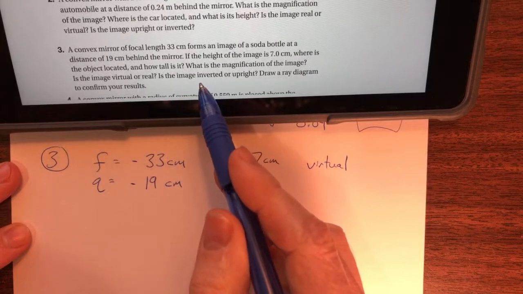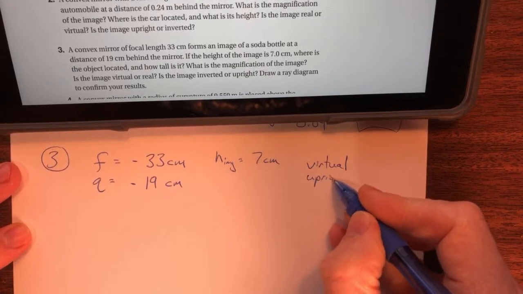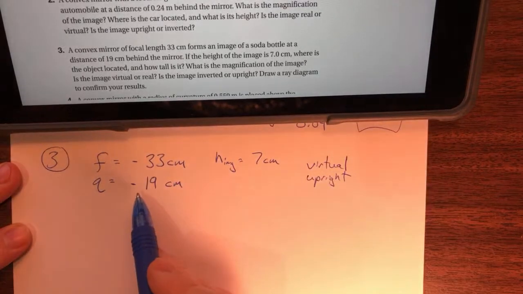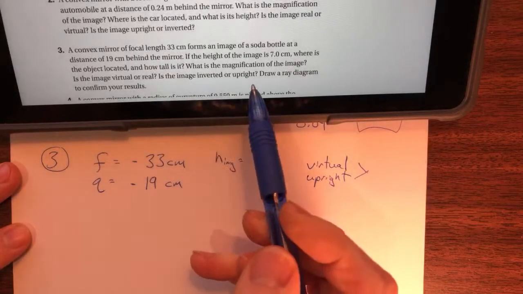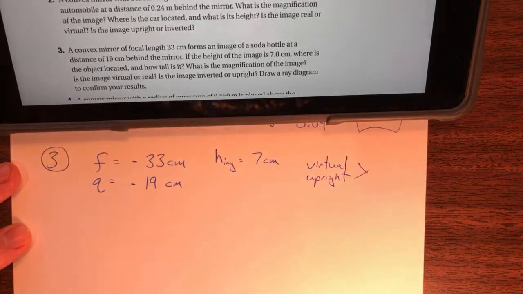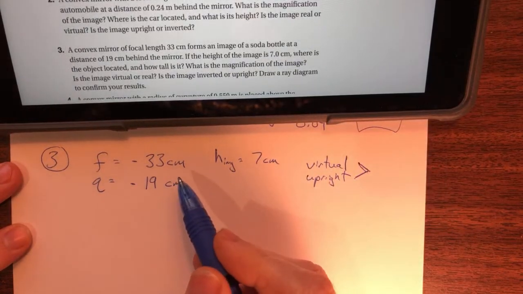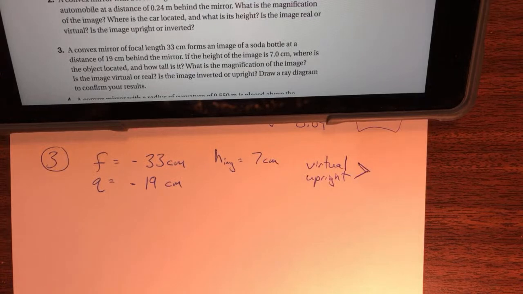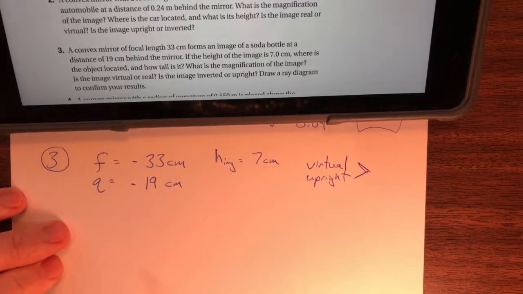And is the image going to be inverted or upright? We're going to say right away, this thing is going to be upright. Why? Because it's a convex mirror and this thing is virtual, and those go together. It's going to be virtual and upright. So we can literally answer those before we even do any math or draw the thing. And we'll see if we're right. If we're wrong, we can go back and adjust it, but we should be right. All of these, if they're convex mirrors, are going to be virtual and upright images. It's pretty much a given for all of your convex mirrors.